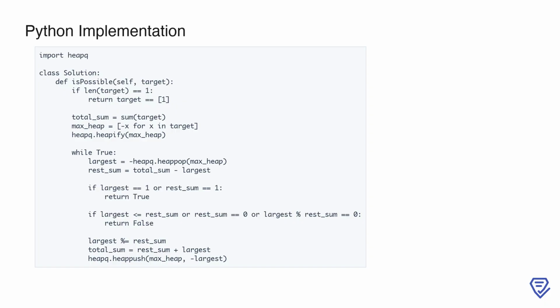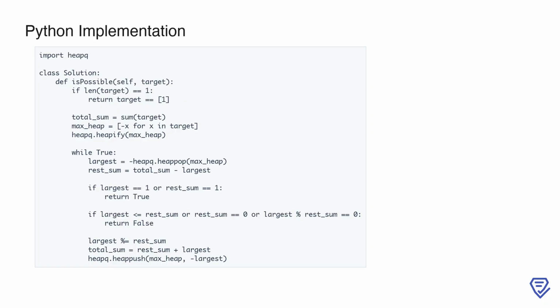5. Update largest element: the largest element is reduced modulo the sum of the rest of the array, largest %= rest_sum. This simulates undoing the last operation applied to that element. Update the total sum and push the reduced value back into the heap. This approach ensures that the largest element is repeatedly reduced until the target array either matches the criteria or is determined to be impossible. The heap operations ensure efficiency, making the solution optimal.